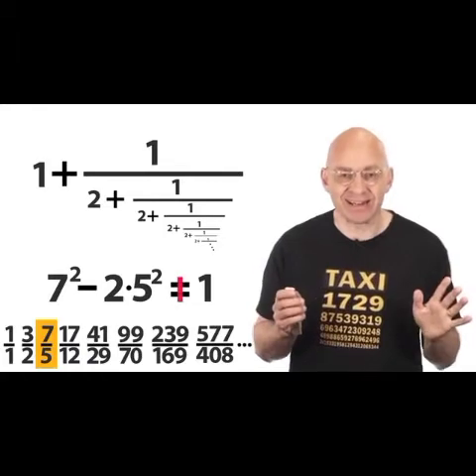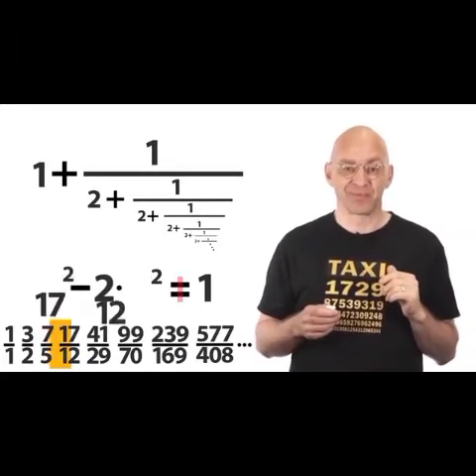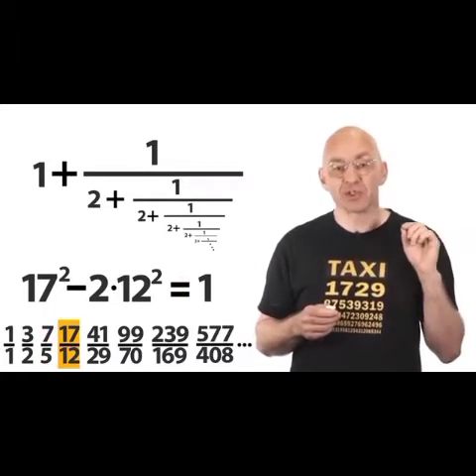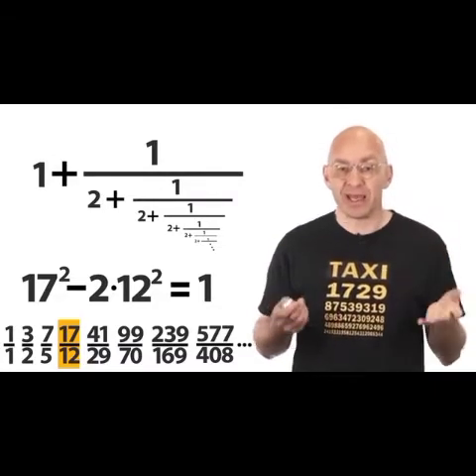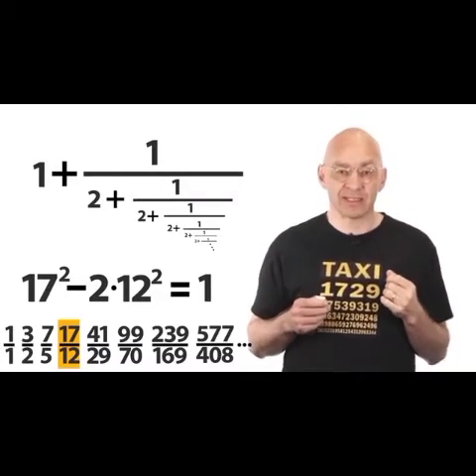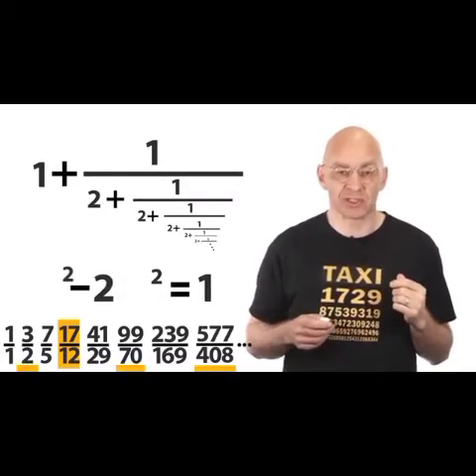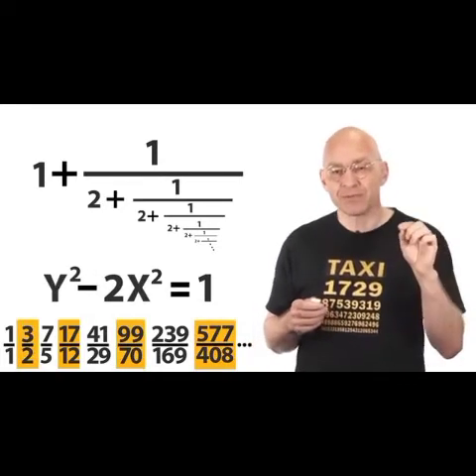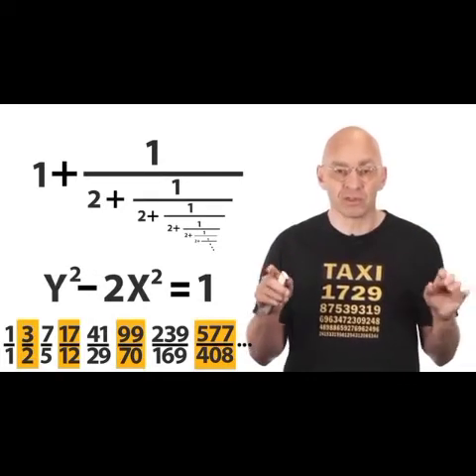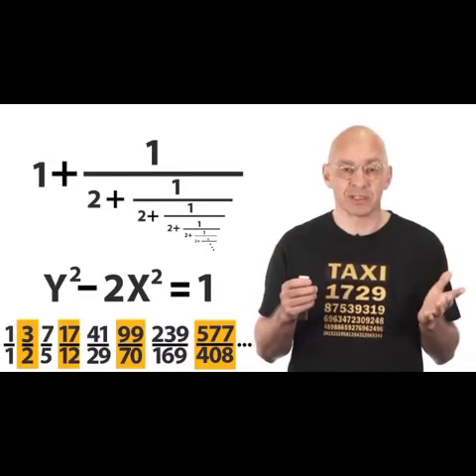But we plow on regardless, and the next one works again. 289 minus 2 times 144, that's 1. Actually, what turns out to be the case is that every second fraction works. In fact, these fractions correspond to all the solutions to our equation in positive integers.